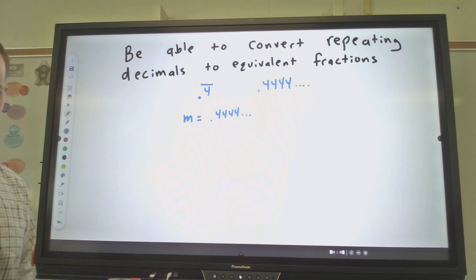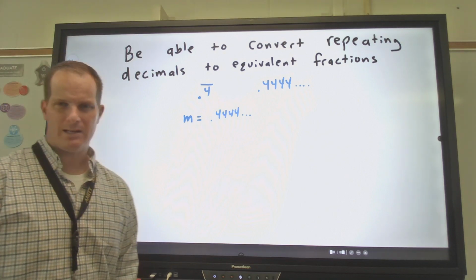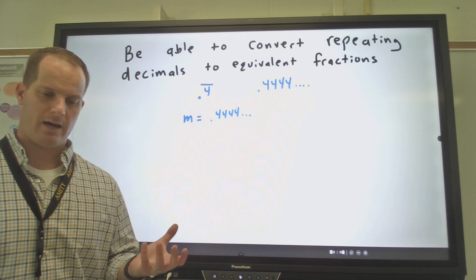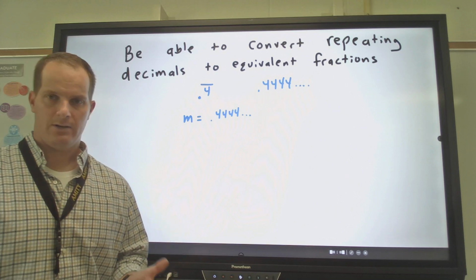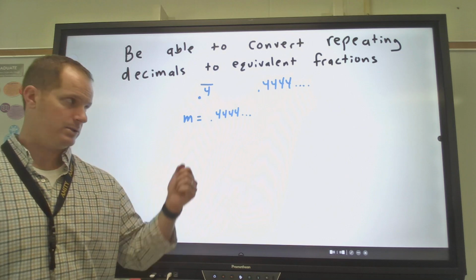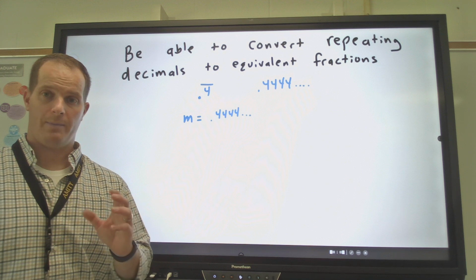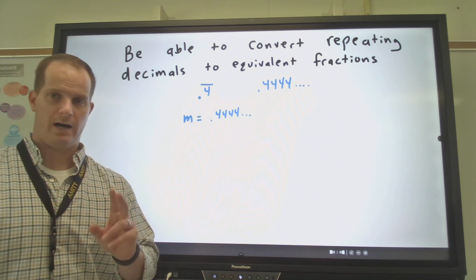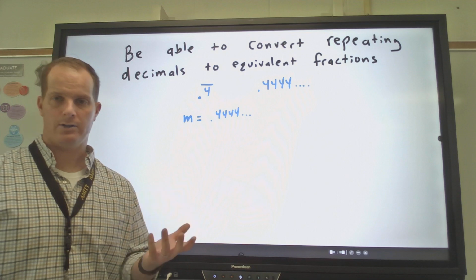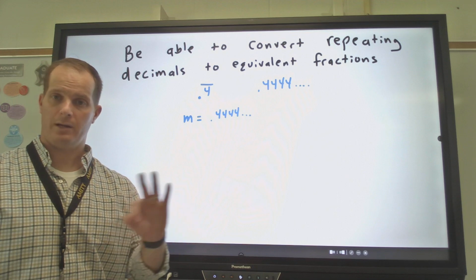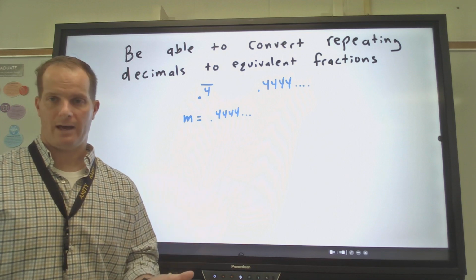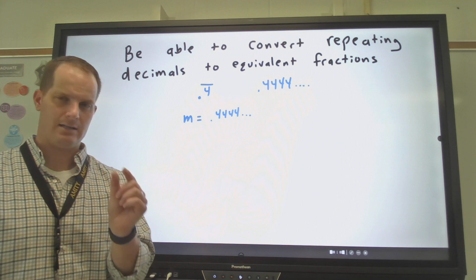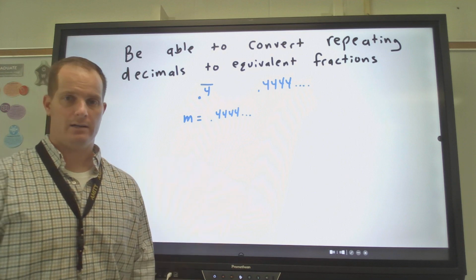The second thing you want to do is think about how many digits are actually being repeated and try to duplicate that with powers of 10. So if one number is being repeated, which it is here, we would multiply by 10. If two digits are being repeated, like 252525, we multiply by 100. If three digits are being repeated, we multiply by 1,000. So it all depends on place value and how many digits are actually being repeated.